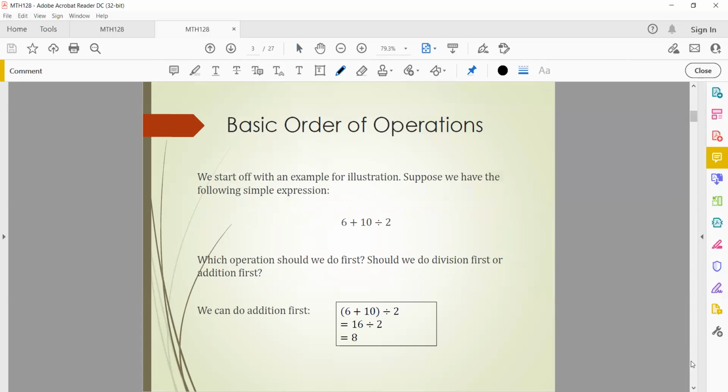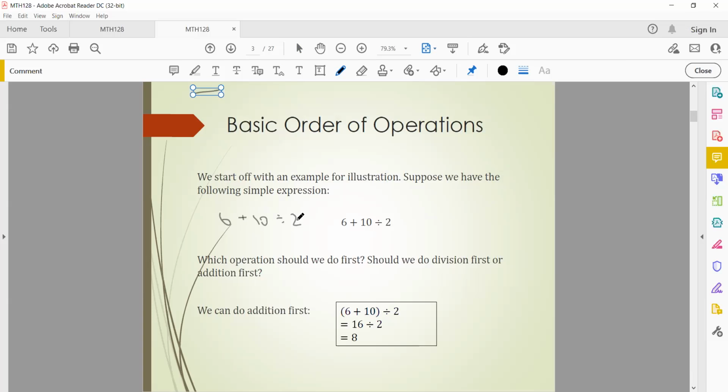So let's just do an example to start off, just to prove that the order that you do these problems in, it does make a difference. So here is a pretty simple example. So let's say we have the expression 6 plus 10 divided by 2. And we're trying to figure out, should we do the plus part first, the 6 plus 10 part, or should we do the division part? So let's do it both ways, just to prove that, yes, you would get a different answer. And therefore, you do need a systematic way of doing these.